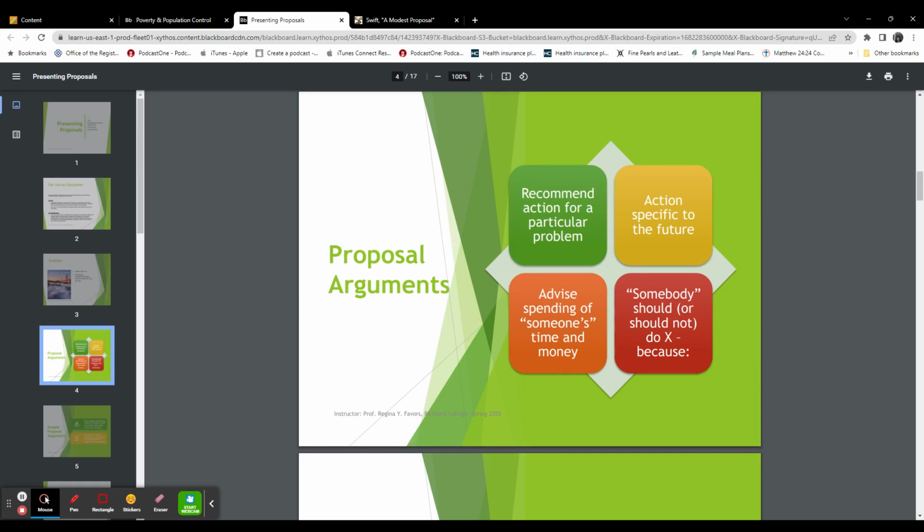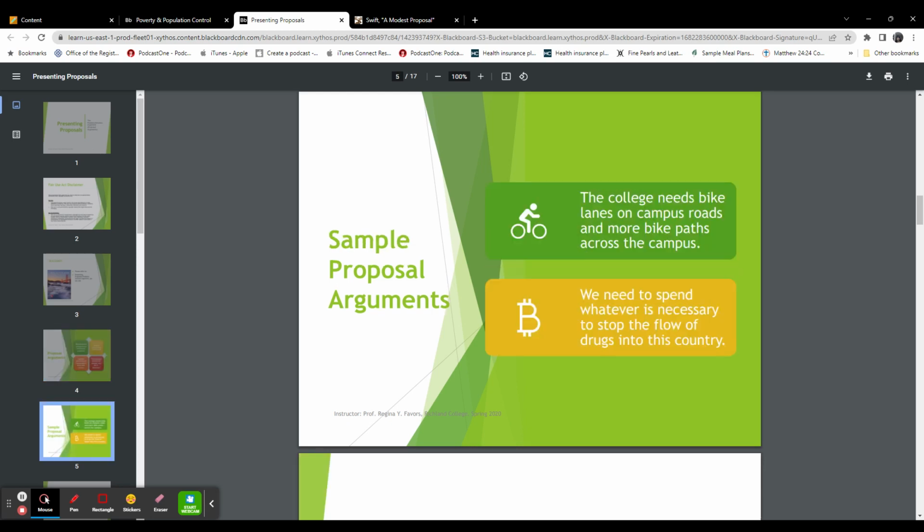This is a previous one that I had when we used to have books. And so proposal arguments, which is you proposing a solution to a problem. Usually recommend action for a particular problem. Action is specific to the future. A lot of times it advises spending of someone's time and money, and somebody should or should not do X, right? And then there are some sample proposal arguments within the PowerPoint.